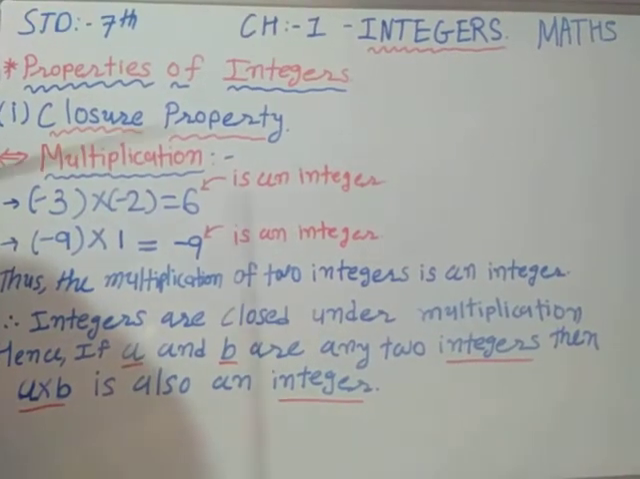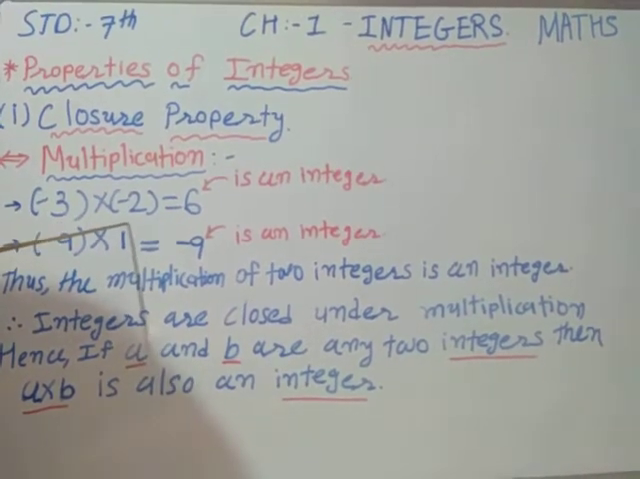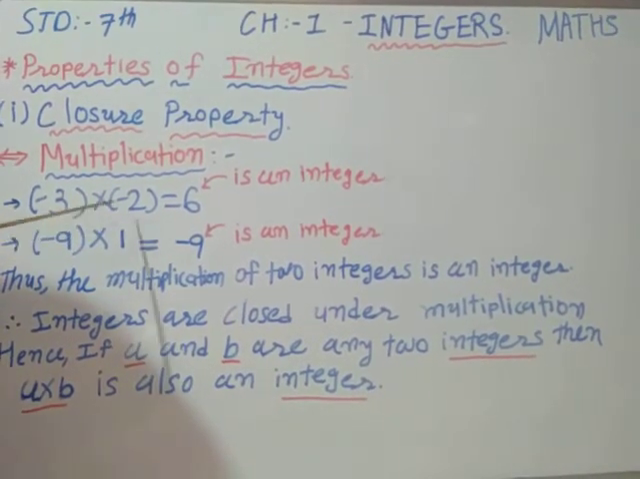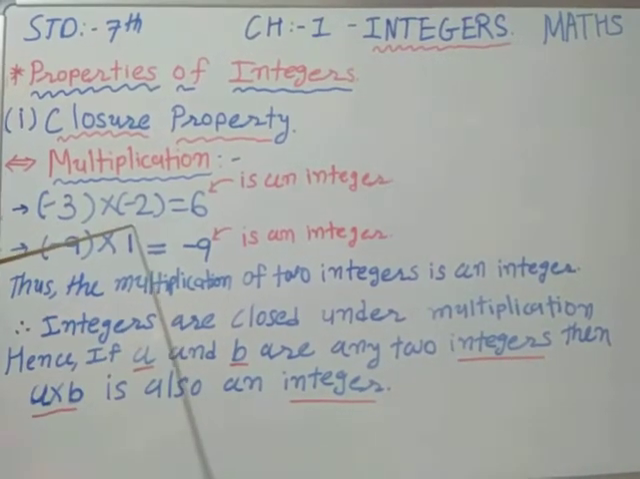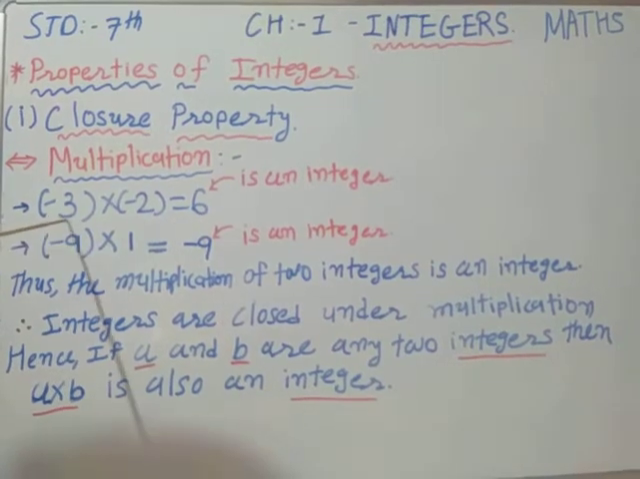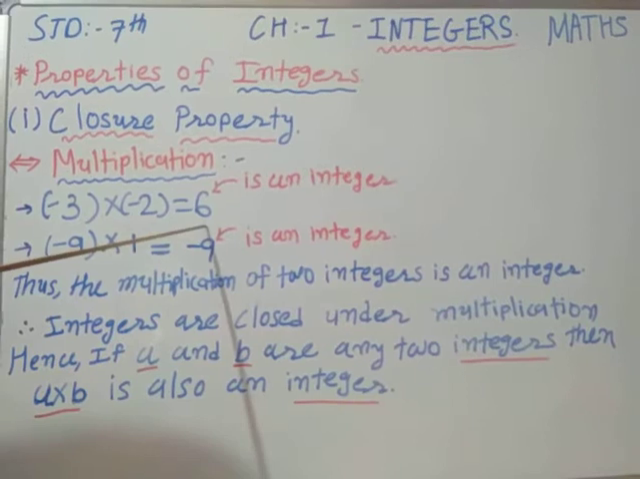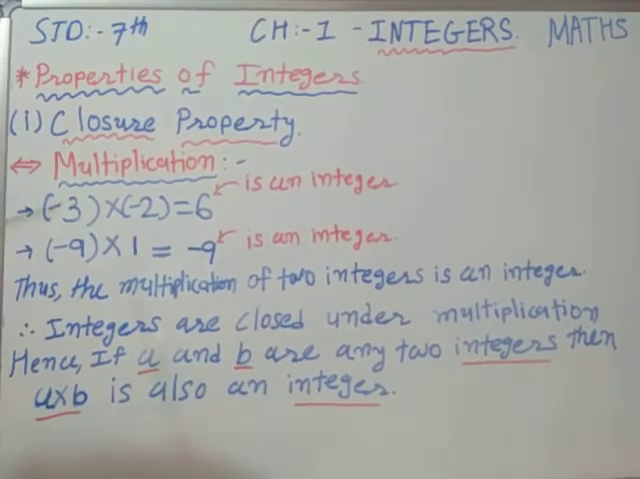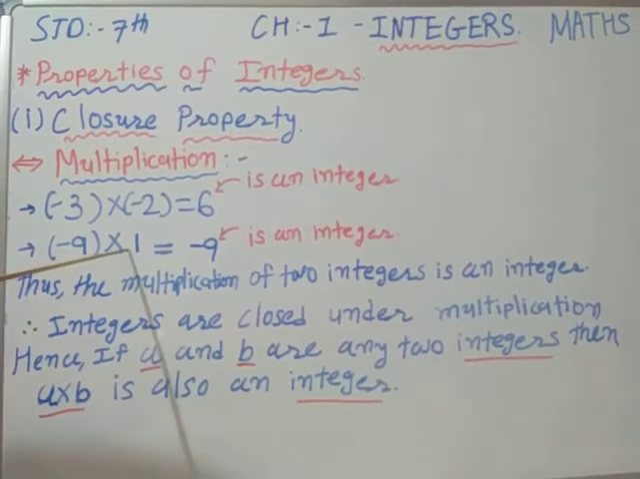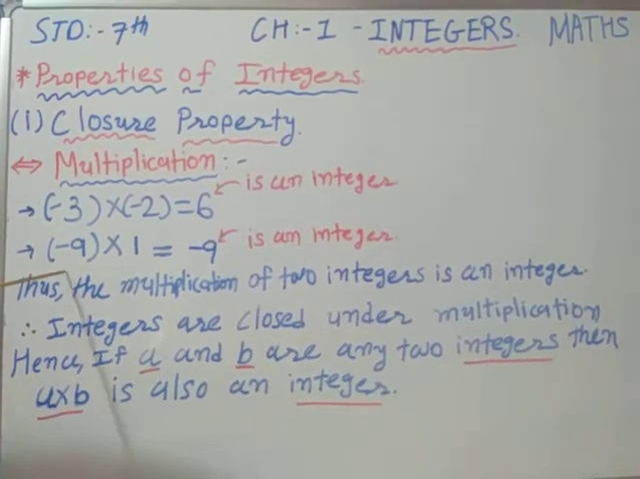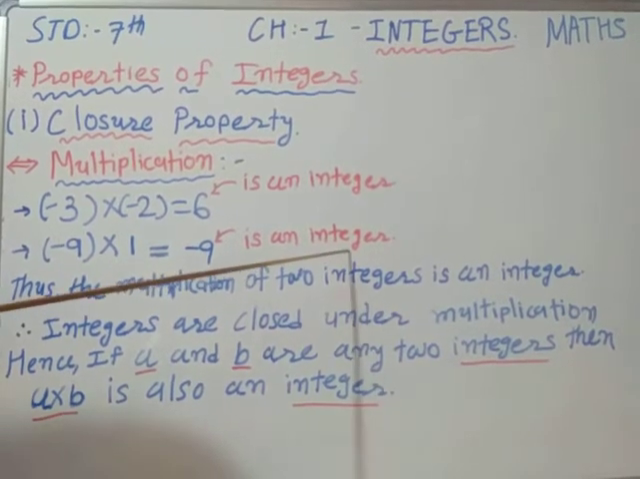Now, we will check the closure property for multiplication. Let's take any two integers and check whether the product of these two integers is an integer. Here minus 3 multiply minus 2 is equal to 6. Minus 3 and minus 2 both are integers. 6 also is an integer. Let's take another example. Minus 9 multiply 1. Minus 9 and 1 both are integers. Minus 9 multiply 1 is equal to minus 9. Minus 9 is also an integer.